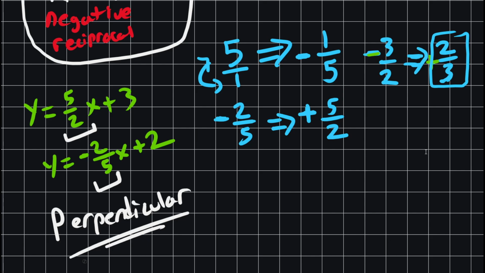So that's how you can tell if any two lines are parallel or perpendicular on a graph and by their equations.